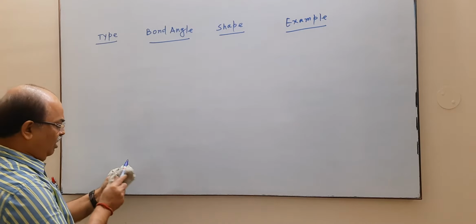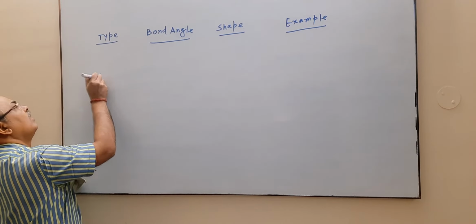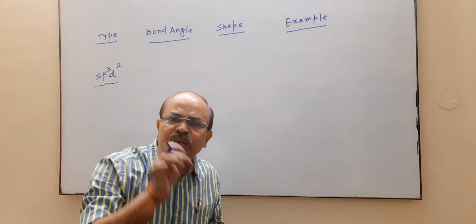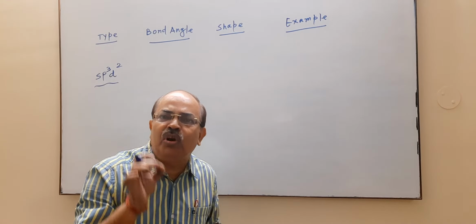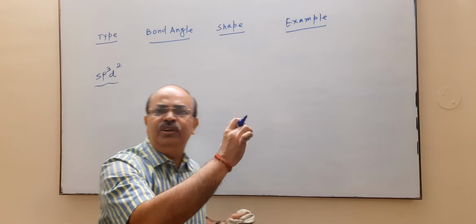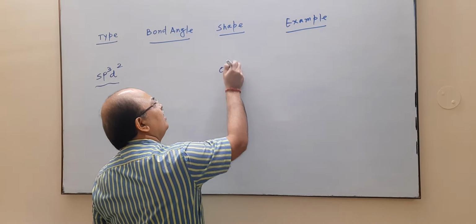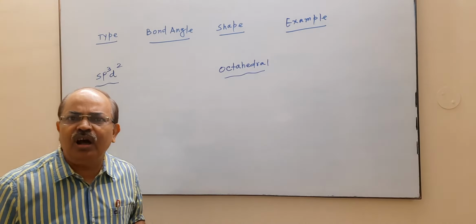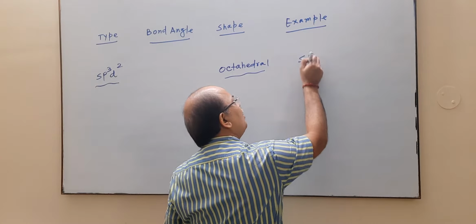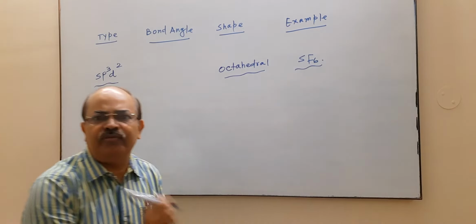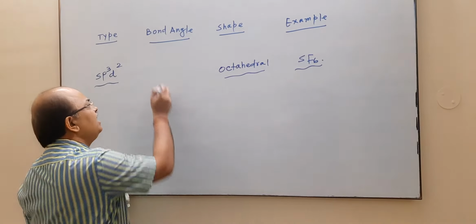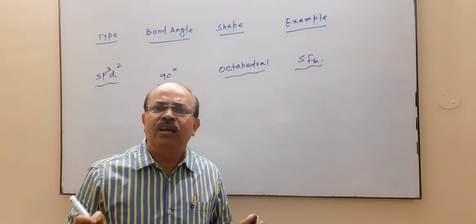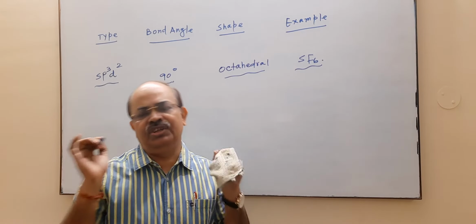So the next type is your sp3d2. It is not sp3d square, but it is pronounced as sp3d2. Now in this case the geometry is your octahedral. The shape is your octahedral. The example is your SF6, that is sulfur hexafluoride, and all the 6 bond angles in this case are equal, and that is your 90 degree.